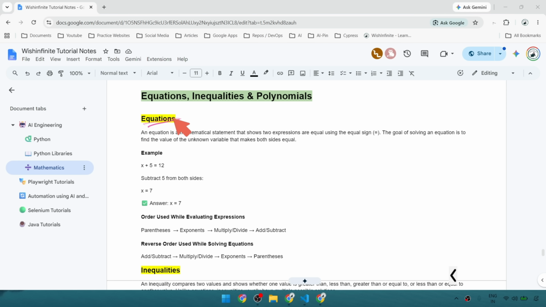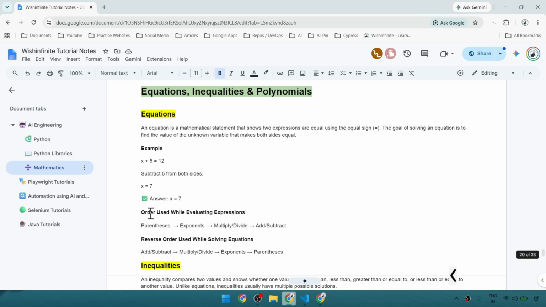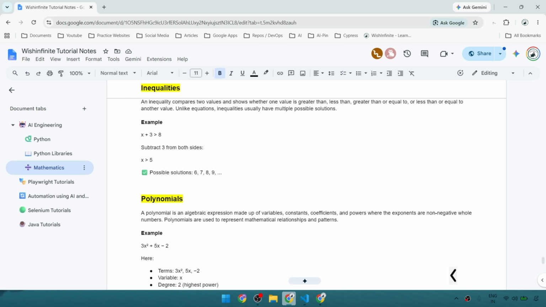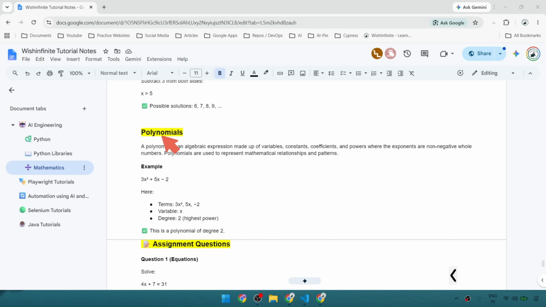So equations are used when models learn relationships between inputs and outputs. Then we talked about inequalities. Inequalities are used in optimization problems and decision boundaries. And then we talked about polynomials. So where are polynomials used? Polynomials are used in curve fitting, feature engineering, regression concepts, optimization mathematics. Later in linear algebra, calculus, machine learning, and deep learning, these concepts will appear repeatedly. So these topics are very important foundations. If you are not getting all these AI terms right now, you need not worry about that.